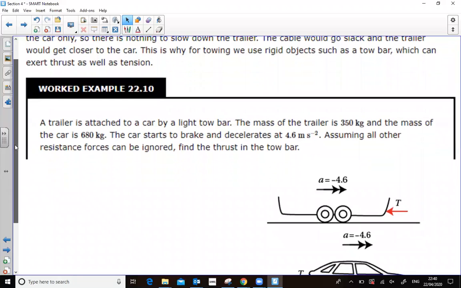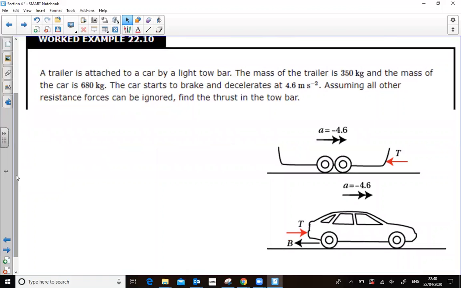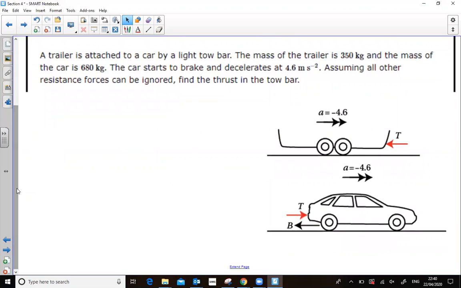Let's have a look at the next example. Okay, so here in this question, the trailer is attached to a car by a light towbar. The mass of the trailer is 350 kilograms and the mass of the car is 680 kilograms. The car starts to brake and decelerate at 4.6 meters per second squared. Assuming all other resistant forces can be ignored, find the thrust in the towbar.